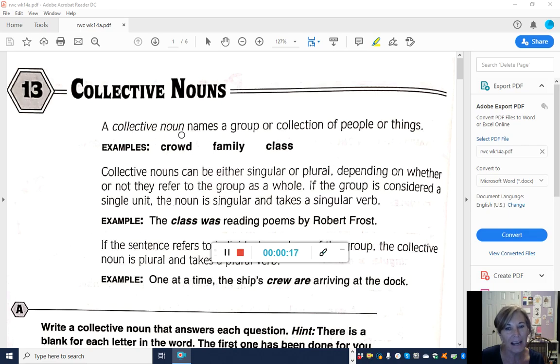A collective noun is a group or collection of people, like crowd. A crowd is a noun, and it refers to a group of people. A family refers to a group of people. A class refers to a group of people. Now, the confusing part is that collective nouns can be singular or plural, depending on whether or not the group is acting as a whole.